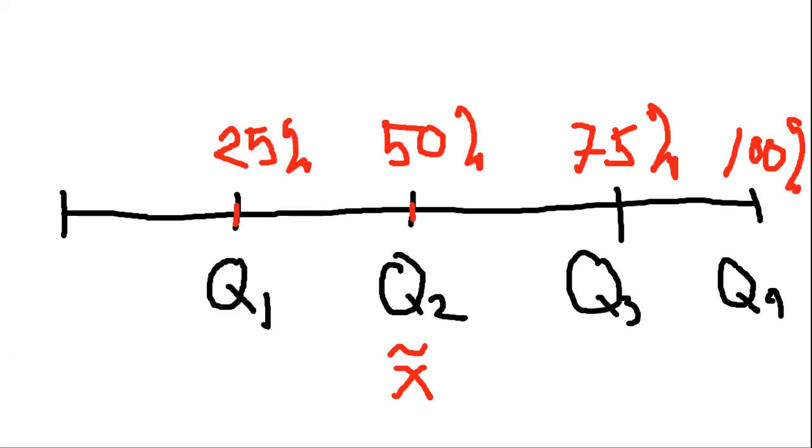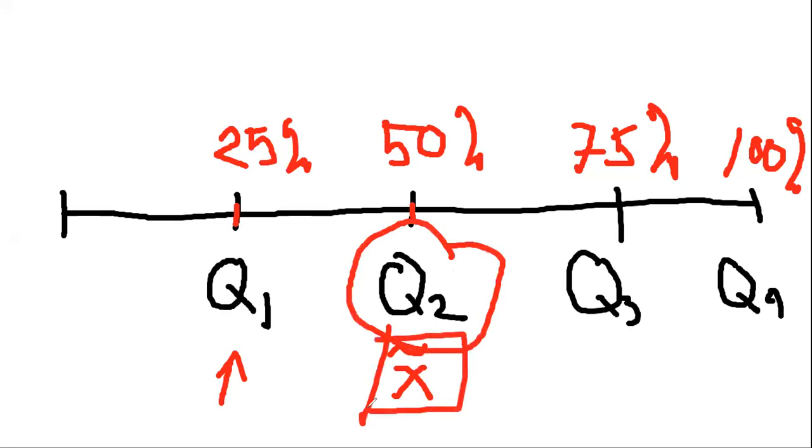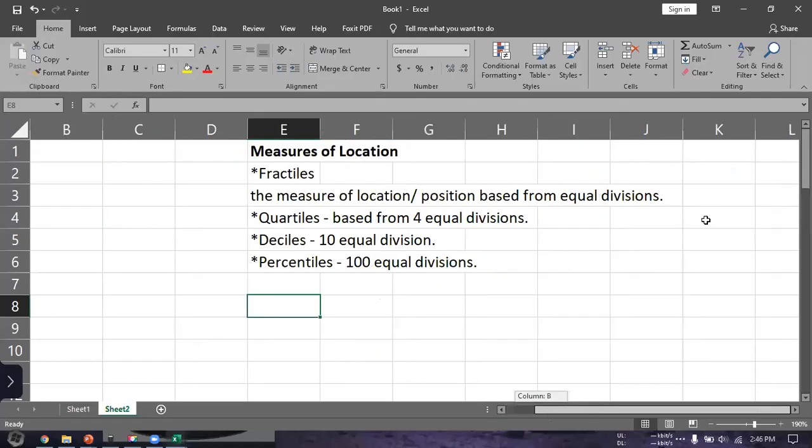Now the question is, how can we identify these values? How would we know that this specific score is our first quartile? We already have the idea on how to solve for the second quartile, since this is just equivalent to the median. The same goes for the third quartile, and the other deciles and percentiles. So going back, you may use this formula.